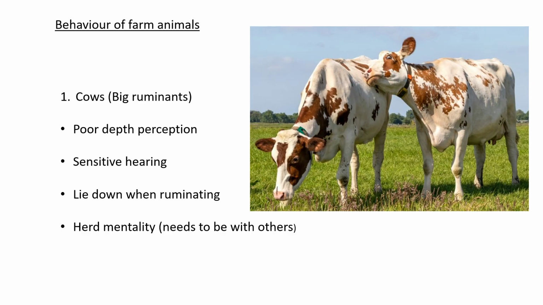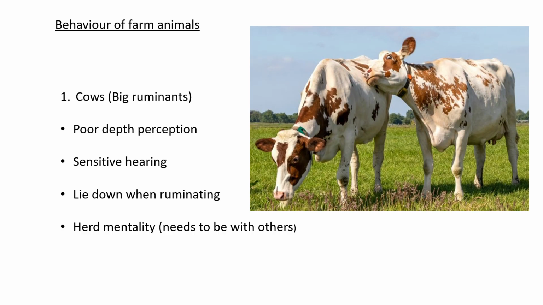So usually why a farmer has to know the behavior of animals is so that they can better handle them, and also so they can recognize that something is wrong with the animal. So the first thing to remember about cows is that they have poor depth perception. So they can't really see what's in front of them, and they can't judge how far away it is.